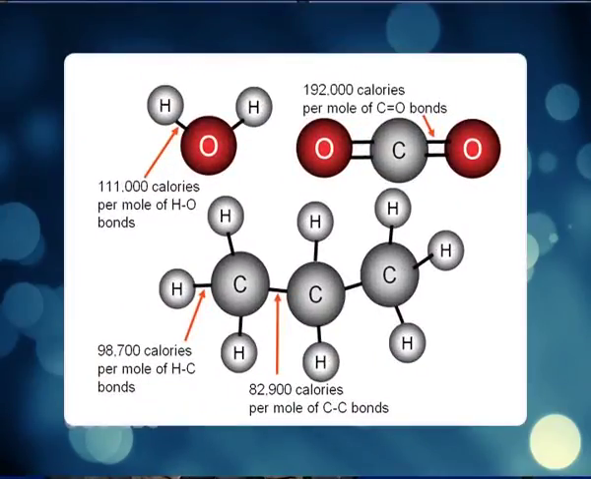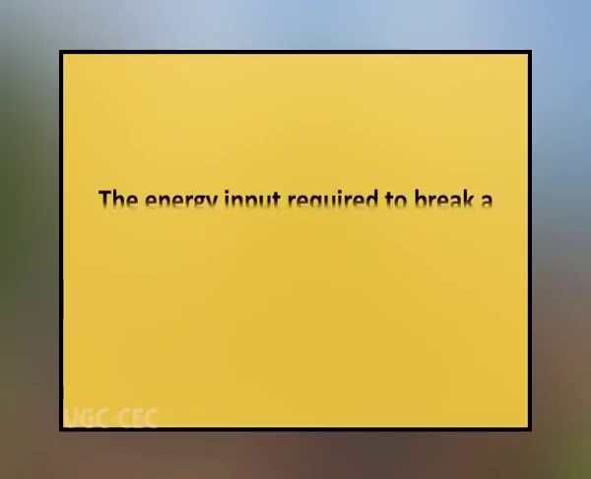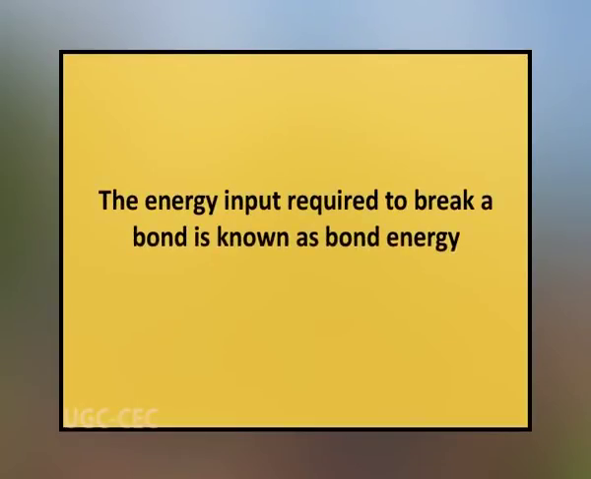When a chemical reaction occurs, molecular bonds are broken and other bonds are formed to make different molecules. For example, the bonds of two water molecules are broken to form hydrogen and oxygen, given as 2H2O gives 2H2 plus O2. Bonds do not break and form spontaneously and energy change is required. The energy input required to break a bond is known as bond energy.